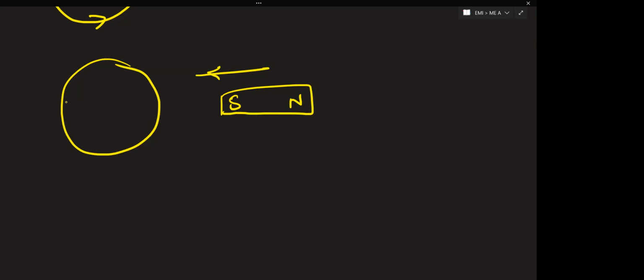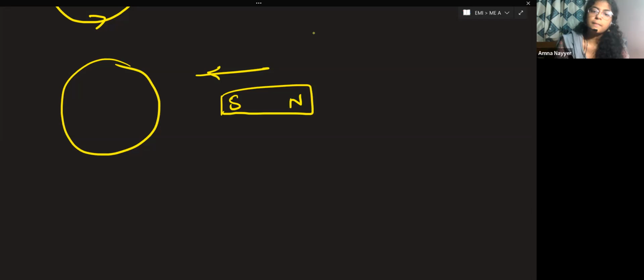South polarity, exactly. Good answer. It will be south pole. Why south pole? See, now the cause is what? South pole is coming. Induced current will try to move it away. Its work right now is to move this south polarity away.